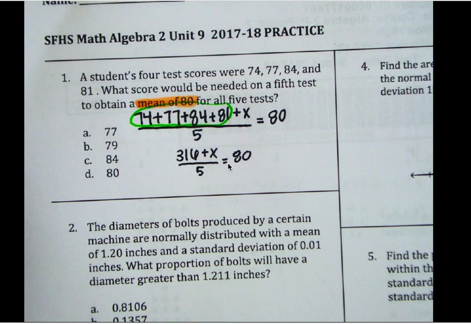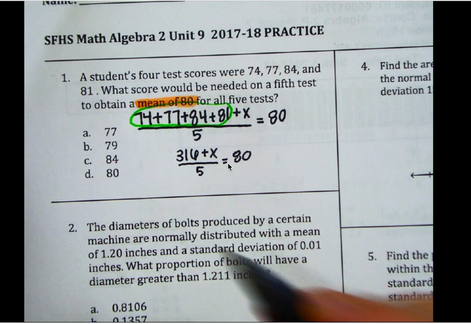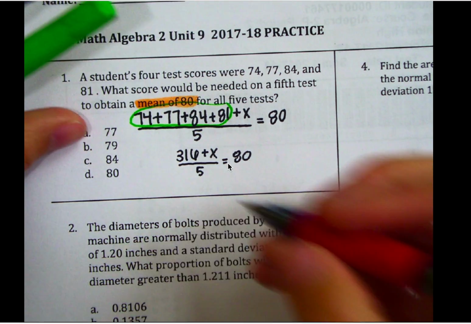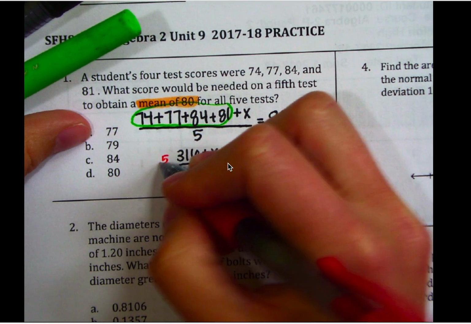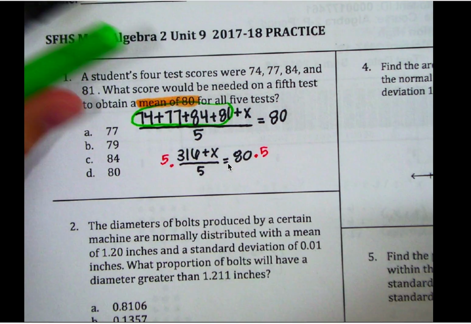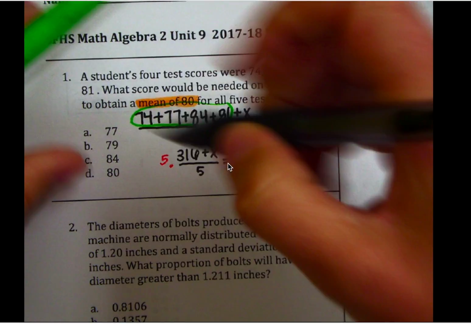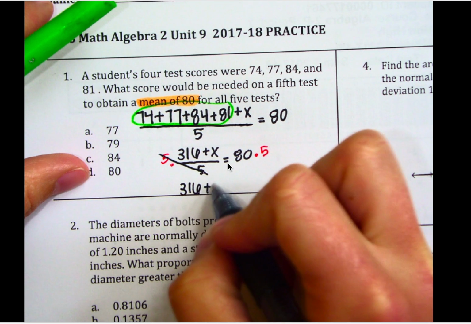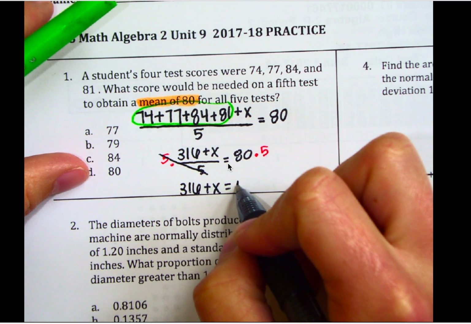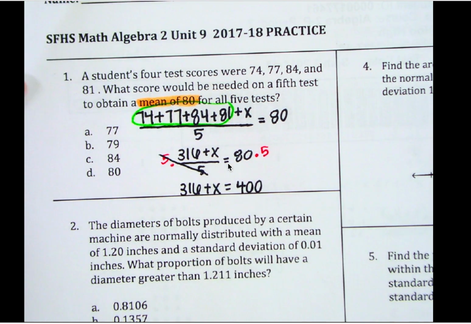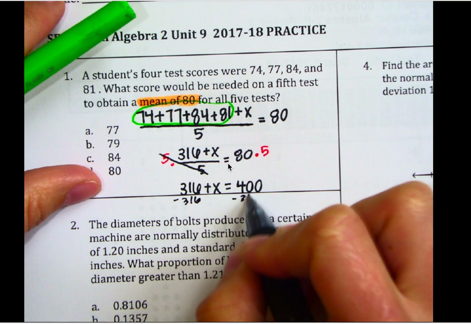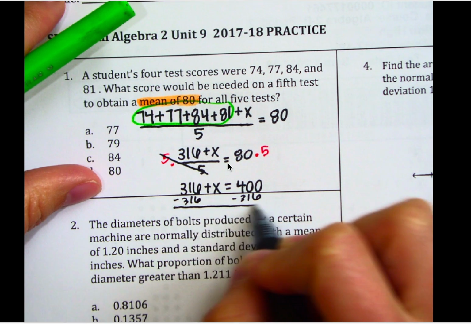Now I have this 5 on the bottom of my fraction that I need to get rid of, and it's division. We're dividing by 5, so we do the inverse of division and multiply both sides of the equation by 5. That way it cancels out on the left, and we're left with 316 plus x is equal to 80 times 5, which is 400. Then our final step for solving is subtracting 316 from both sides.